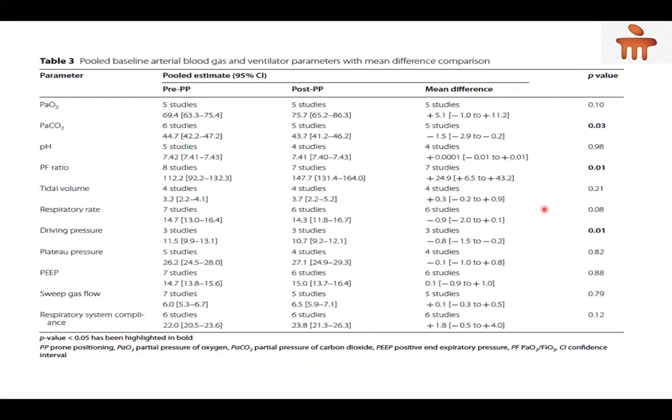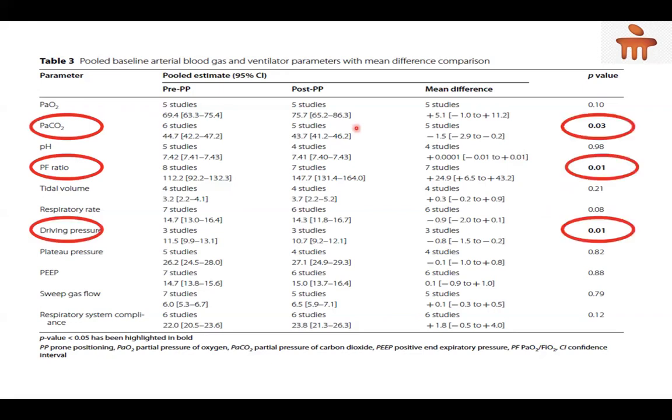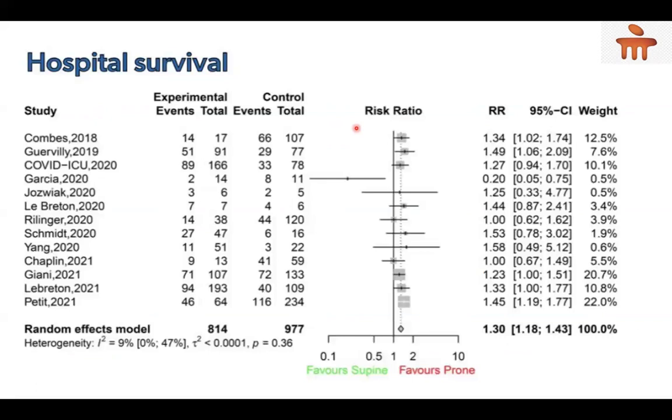When you look at the studies, a few things are clear. One is oxygenation. When you look at 3 components, PO2, PF ratio, and driving pressures, they were significantly better in prone patients. So definitely these are beneficial. Then we look at mortality. There are parameters which indicate that prone patients have some mortality benefit. But it's a retrospective study, so there will be a lot of biases and a lot of confounding variables.